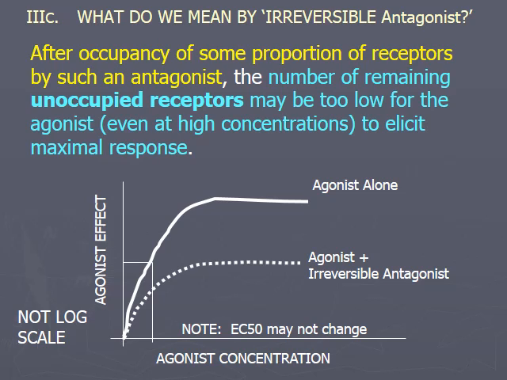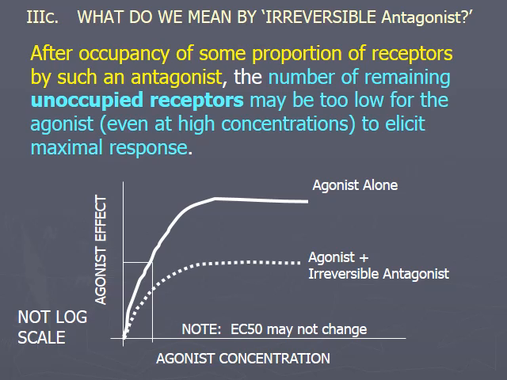Now here is the same curve, but in the presence of an irreversible antagonist. So this one's bound to the receptor. So no matter how much drug I give back, as I go from low to high, can I ever get back to the Emax? No, because some of my receptors are now permanently bound.